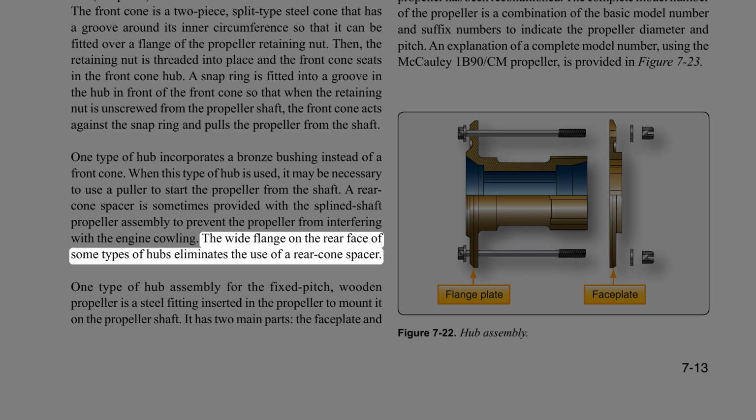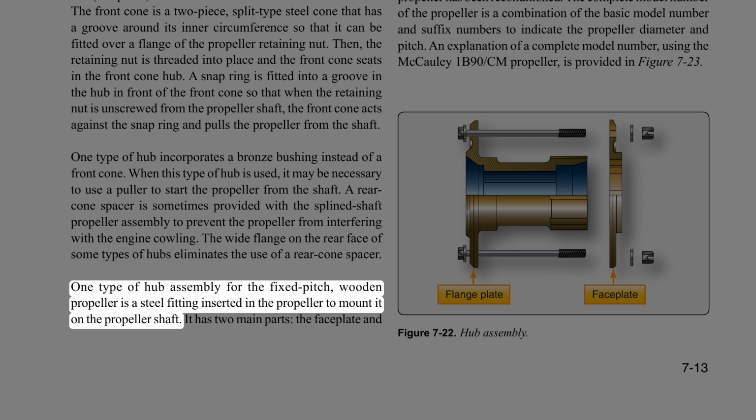The wide flange on the rear face of some types of hubs eliminates the use of a rear cone spacer. One type of hub assembly for the fixed pitch, wooden propeller is a steel fitting inserted in the propeller to mount it on the propeller shaft.